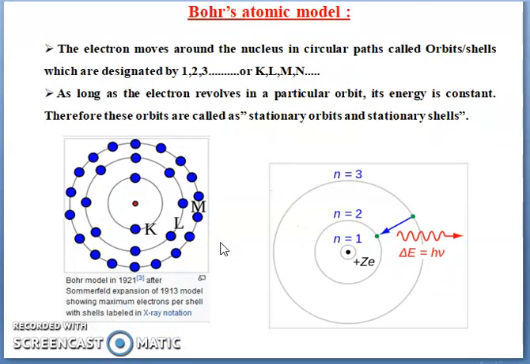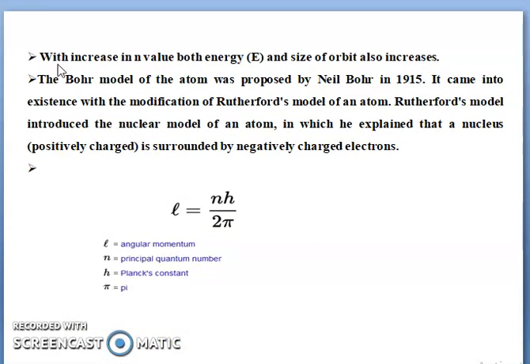You can see a few sentences here: with increasing energy, the size of the orbit also increases. The Bohr model of the atom was proposed by Niels Bohr in 1913. It came into existence as a modification of the Rutherford model of the atom. This point is very important.